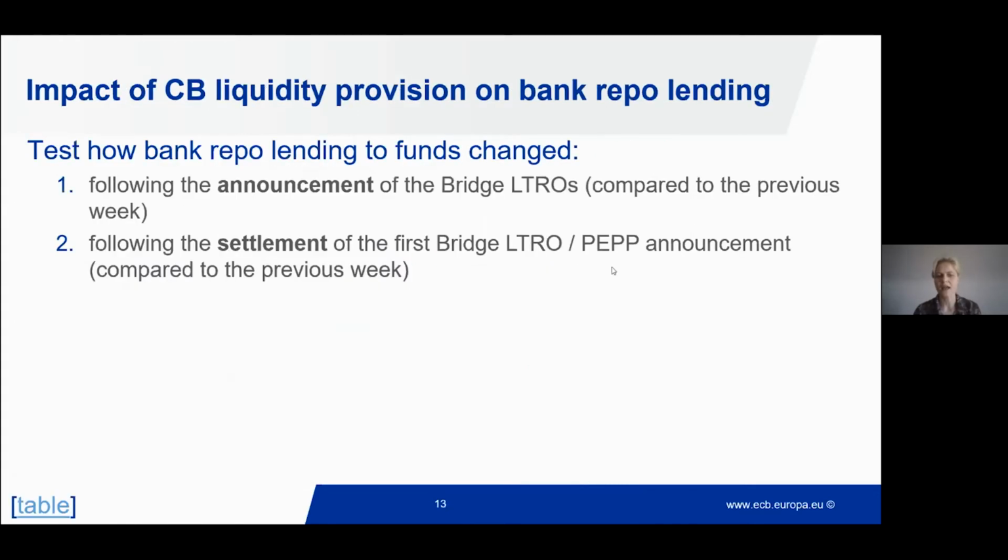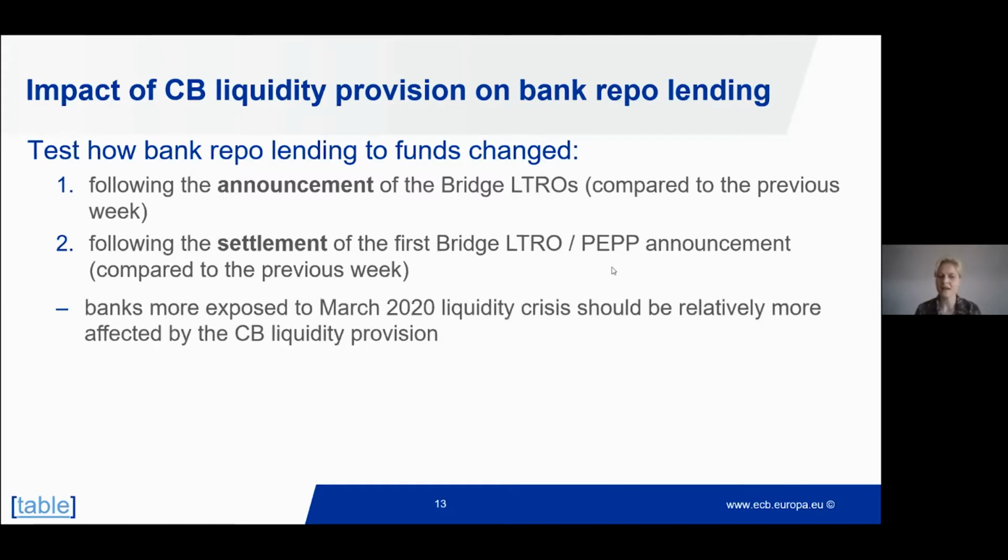Armed with these 2 splits, we are going to test how bank repo lending to funds changed. First, following the announcement of these new liquidity providing operations, the bridge LTROs, compared to the previous week. And 2, following the settlement of the first bridge LTRO, settlement meaning the money borrowed actually arrived on bank balance sheets and was available to banks for usage. It is also the same week where PEP was announced, so we're going to compare what happened in that week compared to the previous week. The hypothesis we have in the background is that banks more exposed to the March 2020 liquidity crisis should be relatively more affected by central bank liquidity provision because their constraints should be relaxed more.